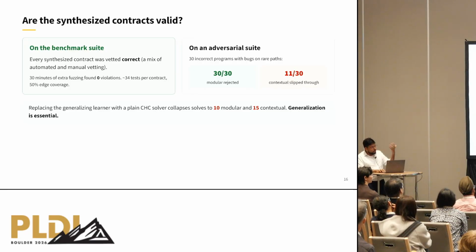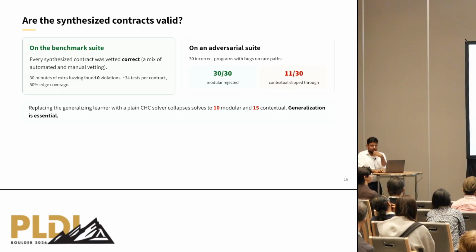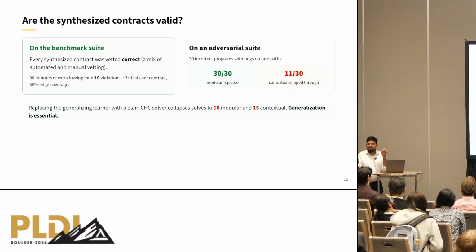Now, of course, this was not true for contextual contracts. For our 30 programs, there are about 11 programs where the solver came back and said, hey, I found a contextual contract, and it should not have been able to. We also looked at just using a plain CHC solver. I think we used CVC5 instead of a generalizing CHC solver, and it performed pretty badly. So it really looks like this idea of generalizing from the failures and having it be incorporated into the contract and loop invariant synthesis is essential.